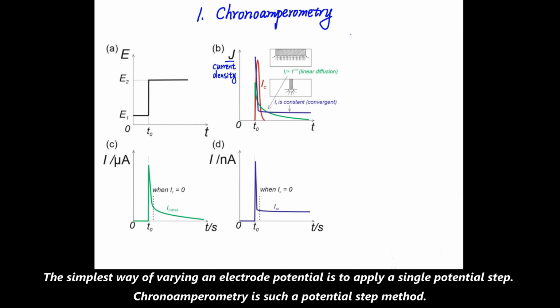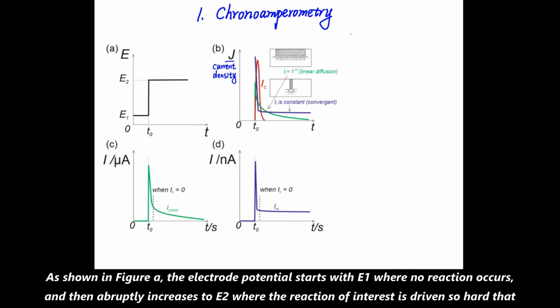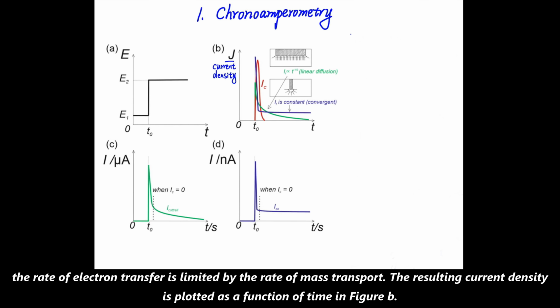The simplest way of varying an electrode potential is to apply a single potential step. Chronoamperometry is such a potential step method. As shown in Figure A, the electrode potential starts with E1, where no reaction occurs, and then abruptly increases to E2, where the reaction of interest is driven so hard that the rate of electron transfer is limited by the rate of mass transport. The resulting current density is plotted as a function of time in Figure B.